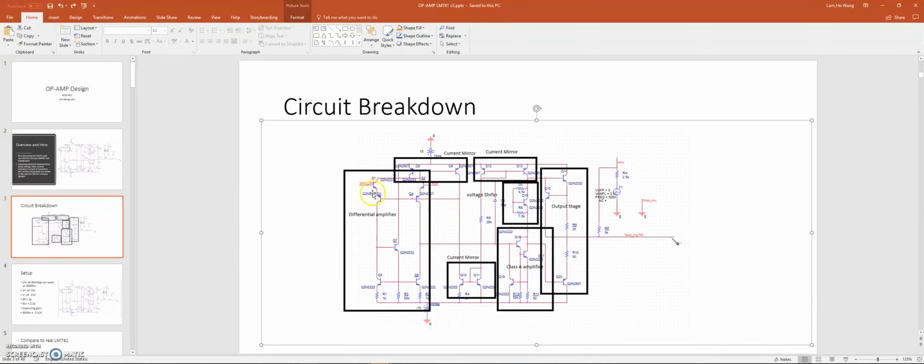On the left we have a differential amplifier input. This is the input stage, and the supporting current mirror for this is these two. And then in the bottom right here we have a class A amplifier, which is the main gain. And then on the right-hand side we have the output stage, a class AB amplifier supported by some short circuit protection.